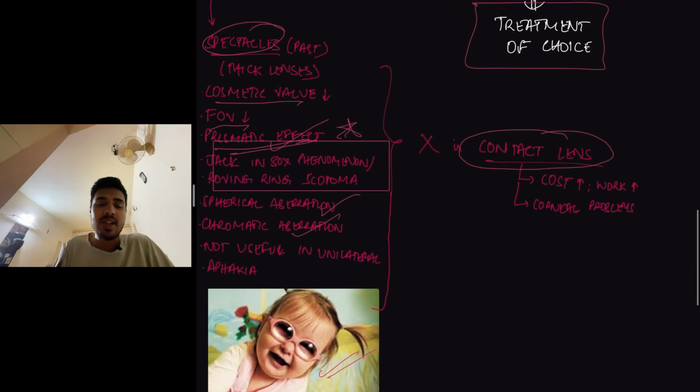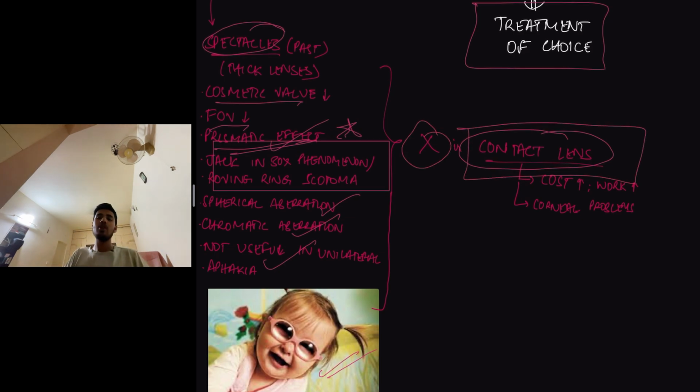And think about it, let's say only one eye has aphakia. Then you're giving spectacles where you have two lenses, right? So in unilateral aphakia, how will spectacles be that useful? Obviously, you'll prefer contact lenses. All of these disadvantages are absent in contact lenses.